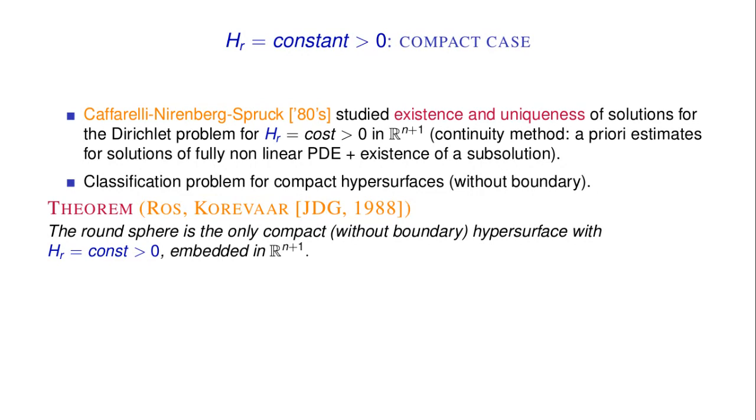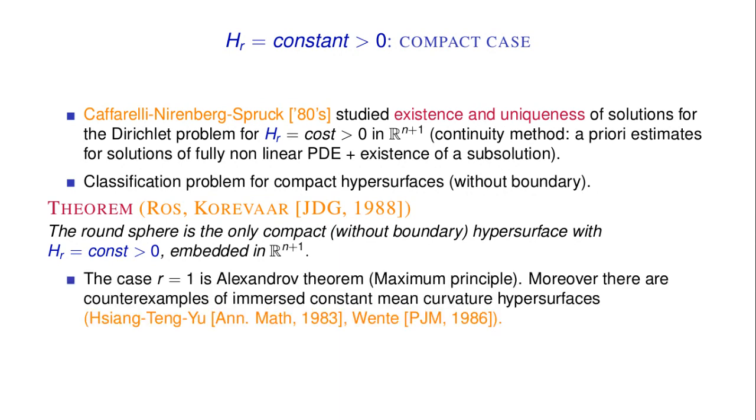And the result is that the round sphere is the only compact without boundary hypersurface with H_R equal to a constant embedded in R^{n+1}. And this is clearly an extension of Alexandrov's theorem. I will not talk too much of the counterexamples for immersed hypersurfaces and so on.